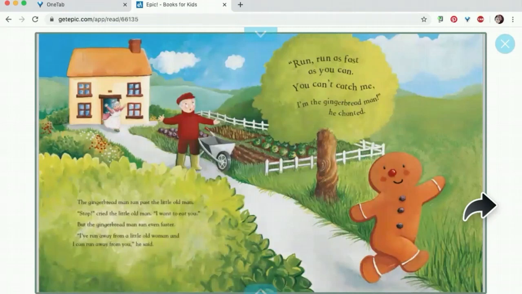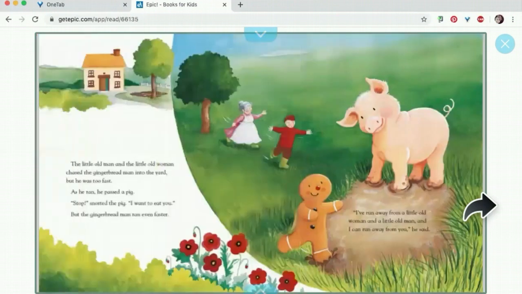The gingerbread man ran past the little old man. "Stop!" cried the little old man. "I want to eat you." But the gingerbread man ran even faster. "I've run away from a little old woman, and I can run away from you," he said. "Run, run as fast as you can. You can't catch me. I'm the gingerbread man," he chanted.